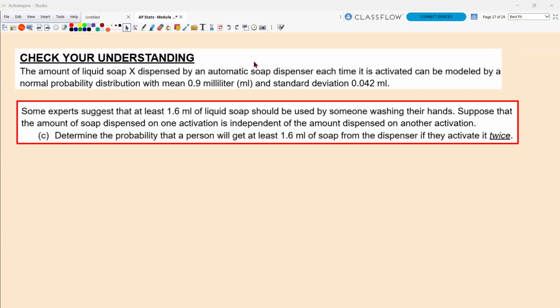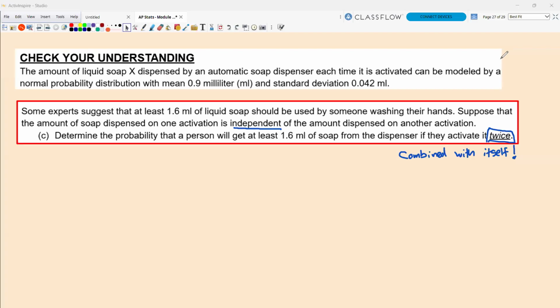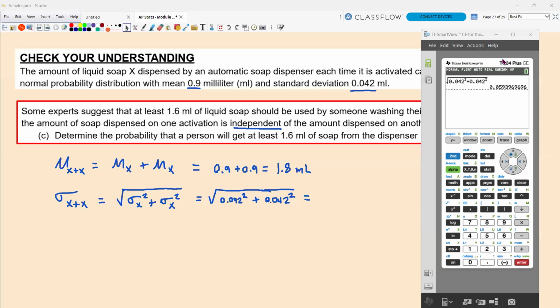Well, in this case here, we're going to be combining random variables. But what are we combining it with? Itself, because we're doing it twice. So we're really just doing x plus x. So you're really just going to double your mean. Since your mean is 0.9, your combined mean is going to be 0.9 times 2. And then for the standard deviation, you're going to take your 0.042, square it, add it to itself squared, and then take the square root to get your combined standard deviation. That'll give you a new standard deviation of 0.0593.